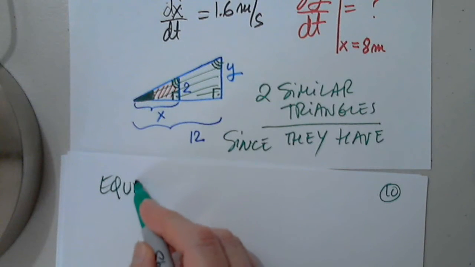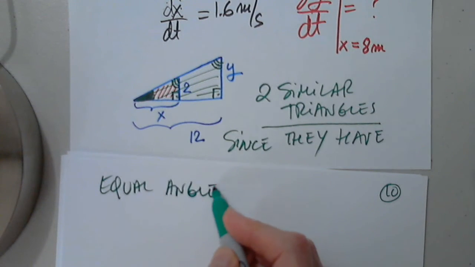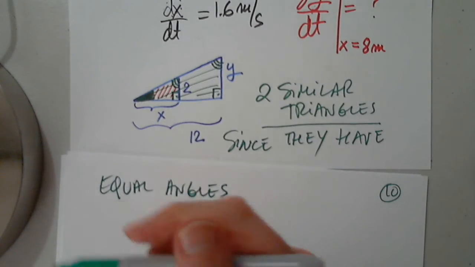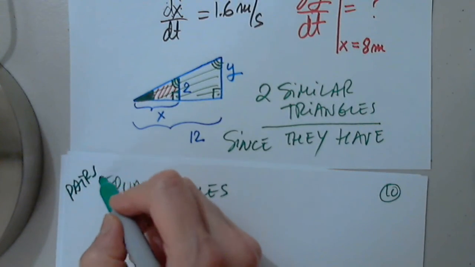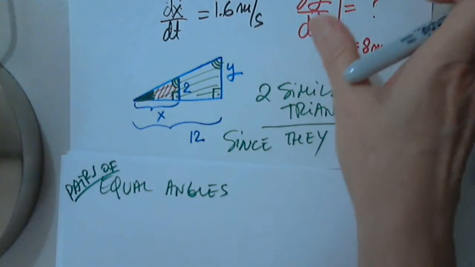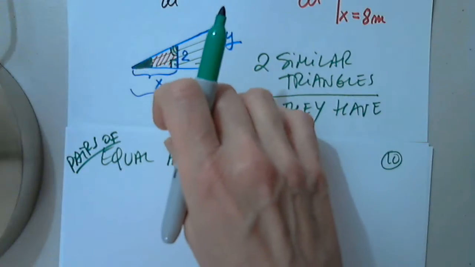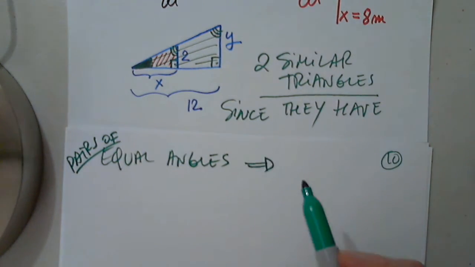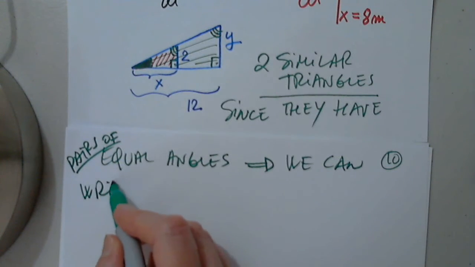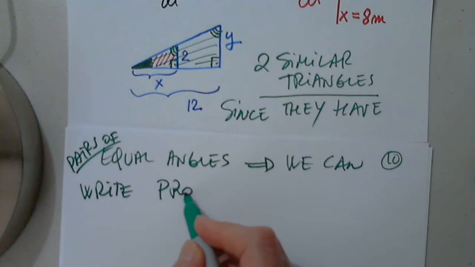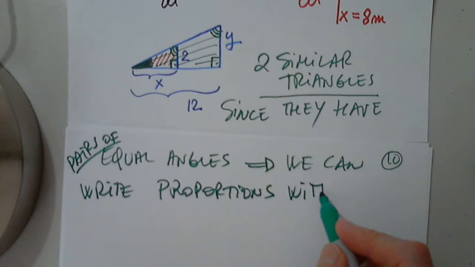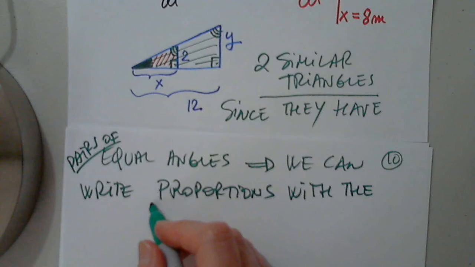Equal angles. Correct, to be exact, to have pairs of equal angles. To be exact. Okay. Then we can write proportions with the sides.